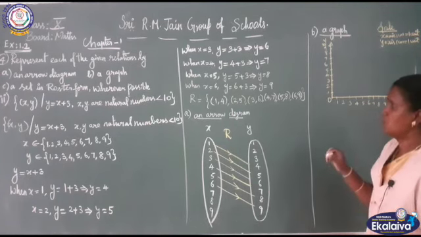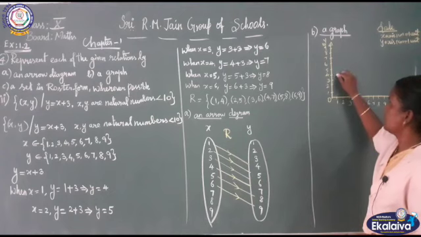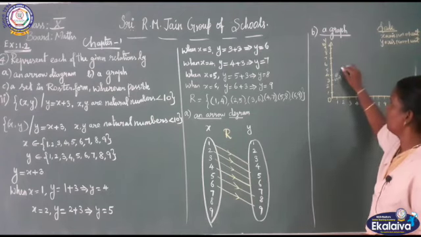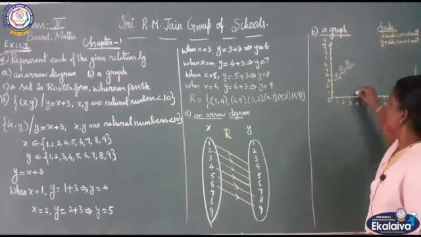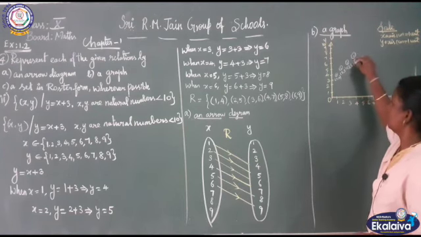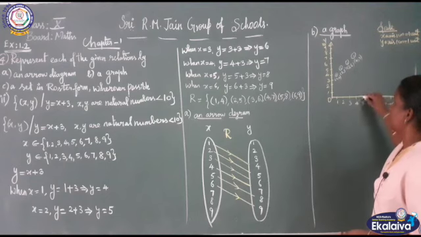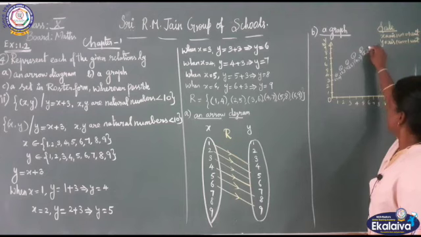When x is 1, we will get the y answer as 4, so (1, 4). When x is 2, y is 5, (2, 5). When x is 3, y is 6, (3, 6). When x is 4, y is 7, (4, 7). When x is 5, y is 8, (5, 8). When x is 6, y is 9, (6, 9).